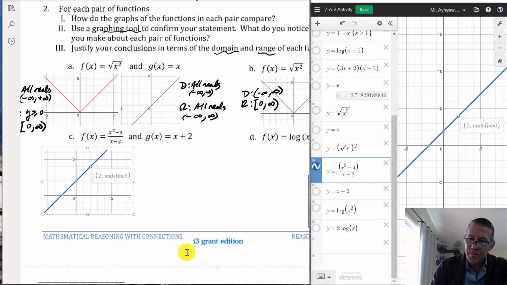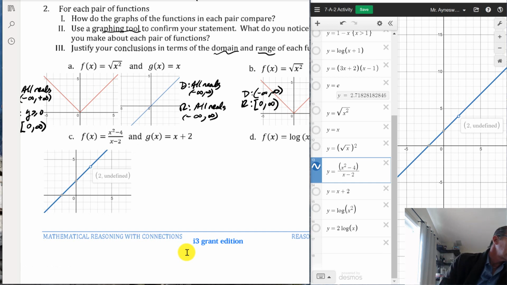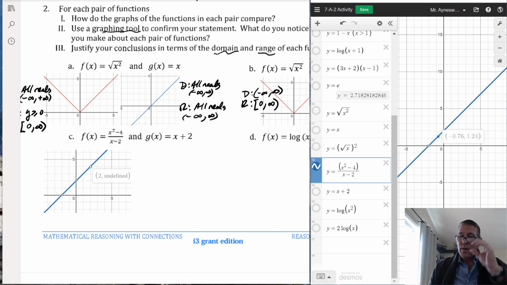So let me highlight that. Okay, so we have a hole at x equals 2. So x cannot be equal to 2. That's the domain. Okay, all reals not equal to 2. And you can see that the hole there is at 2 comma 4. Okay, the function is not defined at 2 because 2 minus 2 is 0, and you can't divide by 0.